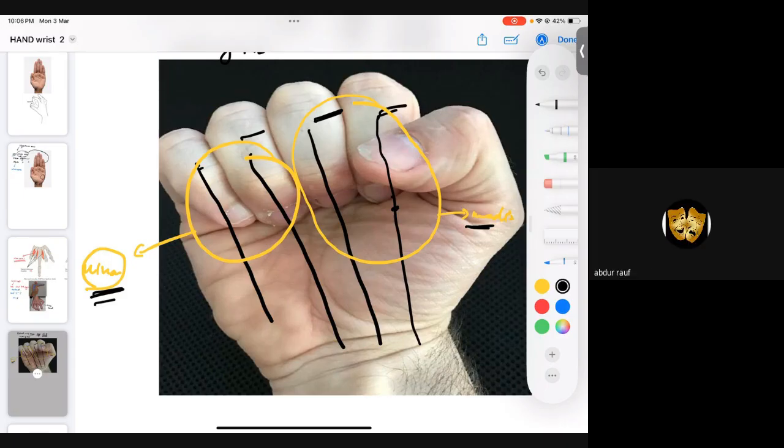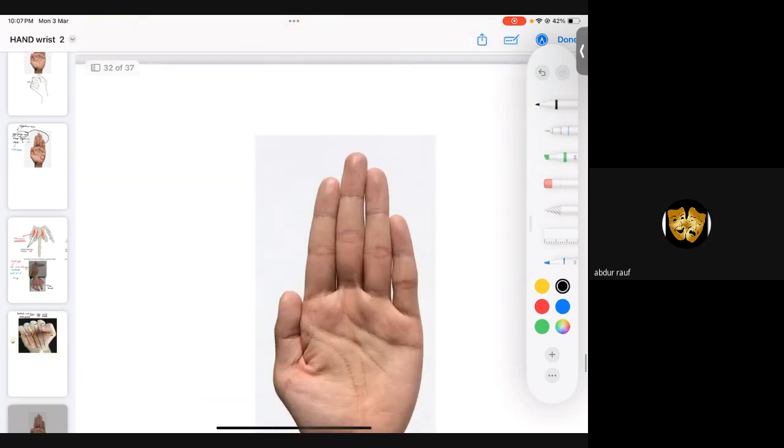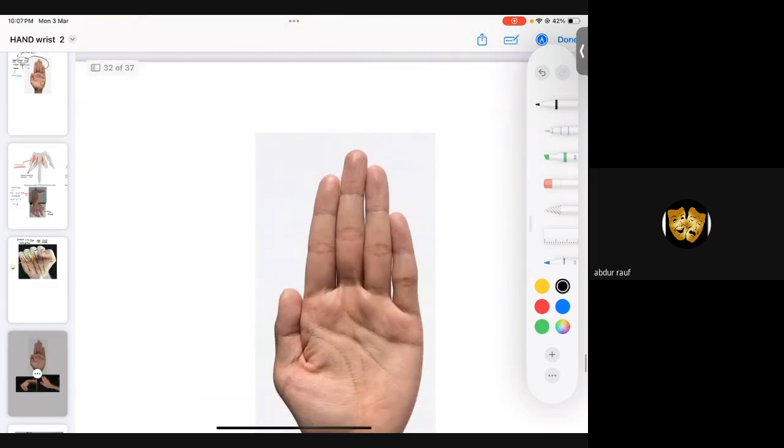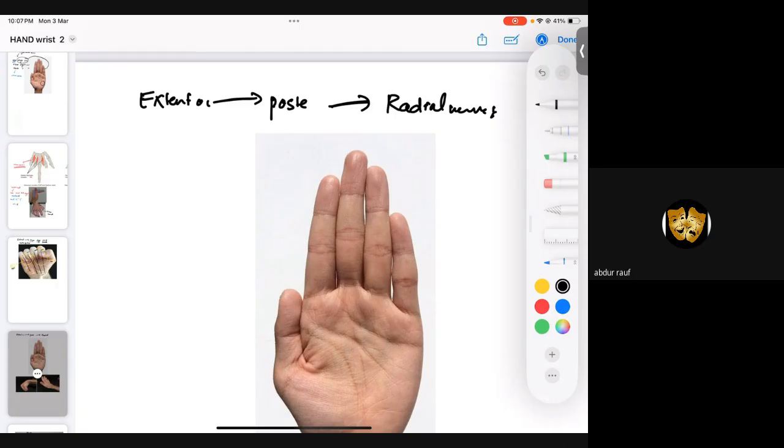Okay, perfect. So let's discuss the extensor surface, the extrinsic hand muscle extensors, right? So we know that for extension, we have muscles present in the posterior compartment supplied by the radial nerve, remember? Radial. Okay.